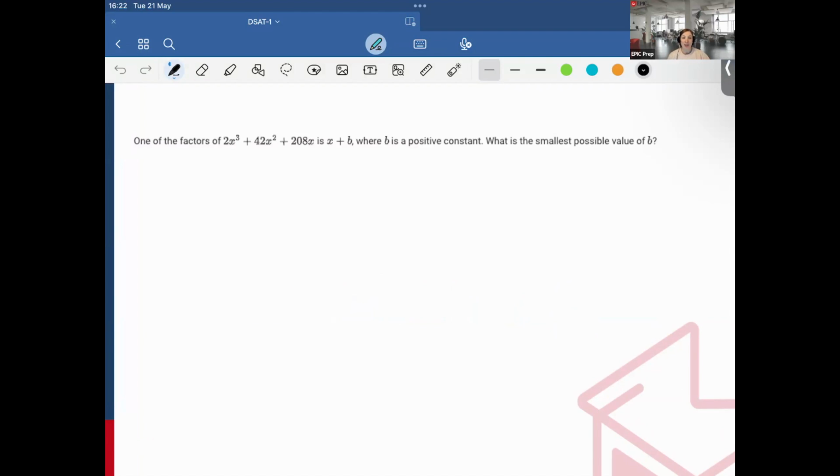One of the factors of 2x cubed plus 42x squared plus 208x is x plus b, where b is a positive constant. What is the smallest possible value of b? So first, I can see that each term has a common term, x. So I can factor out that x. And also I notice that all of the coefficients are even numbers. So I can actually factor out 2x directly. In doing so, that will give me 2x, then x squared in parentheses, plus 21x, and then plus 104.